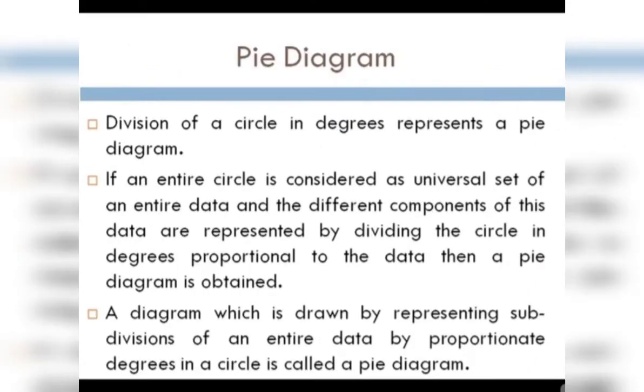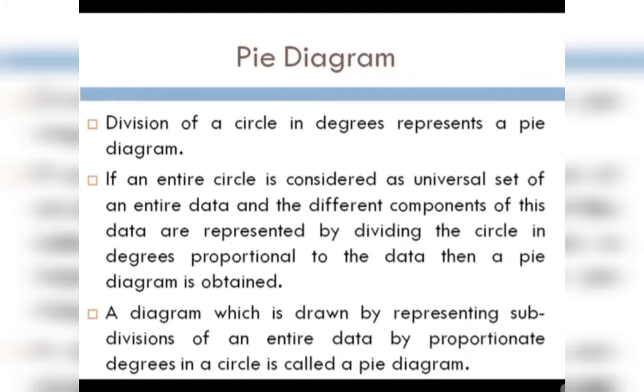Another topic is the pie diagram. As you can see on your screen, students, there are a total of 3 points you will be able to write as per the definition of a pie diagram. First, you can see, division of a circle in degrees represents a pie diagram. That is, the entire circle represents, we can say, 360 degrees.